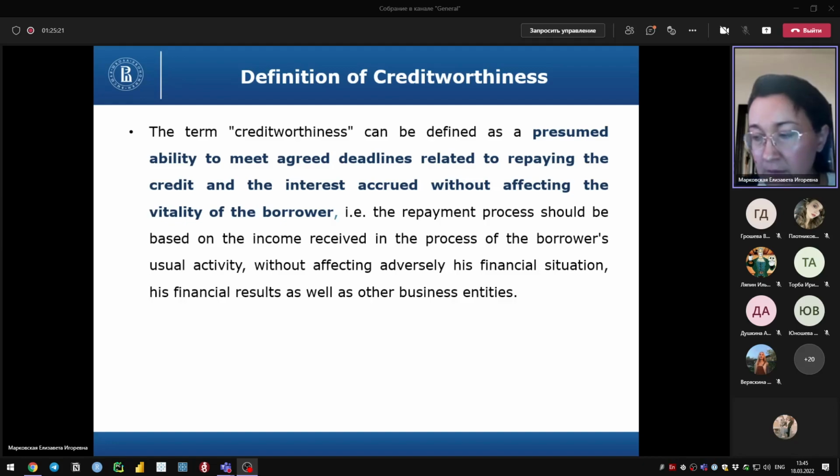Let's talk about some terms. So let's recall what the creditworthiness is. The creditworthiness is the ability to meet agreed deadlines related to repaying the credit and the interest accrued without affecting the vitality of the borrower. So any bank has its own methodology dedicated to the creditworthiness analysis.